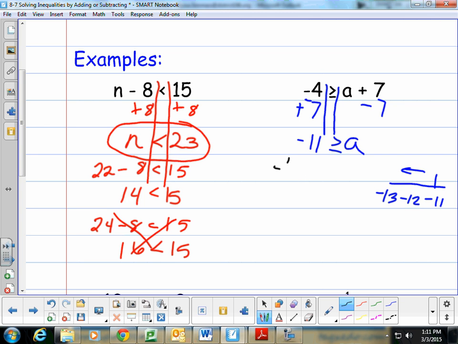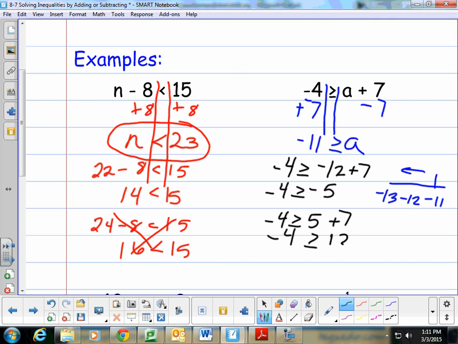So say I pick a number that's less: negative 12 plus 7, and I get negative 4 is greater than or equal to negative 5. That's true. But if I were to pick a number that is more than negative 11, for example 5, 5 plus 7, I get negative 4 is greater than or equal to 12. Well, that's definitely not true. So I do have to stick with numbers that are less than or equal to negative 11. So anything more negative than negative 11.